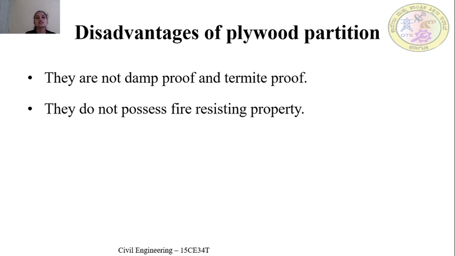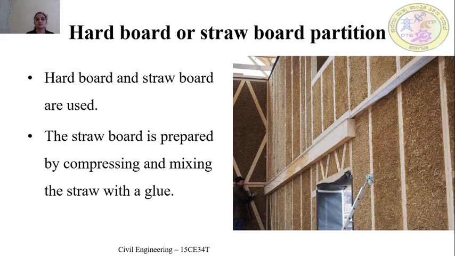So coming to the disadvantages of plywood partition wall. They are not damp proof and termite proof, and they do not possess fire resisting property.